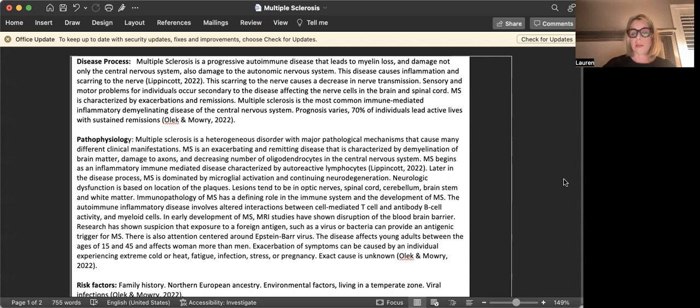MS is an exacerbating and remitting disease that is characterized by demyelinization of brain matter, damage to axons, and a decreasing number of oligodendrocytes in the central nervous system. MS begins as an inflammatory immune-mediated disease characterized by autoreactive lymphocytes. I do want to discuss really quick the anatomy and physiology of the nerve cell, the neuron, which may help understand the pathophysiology of MS.